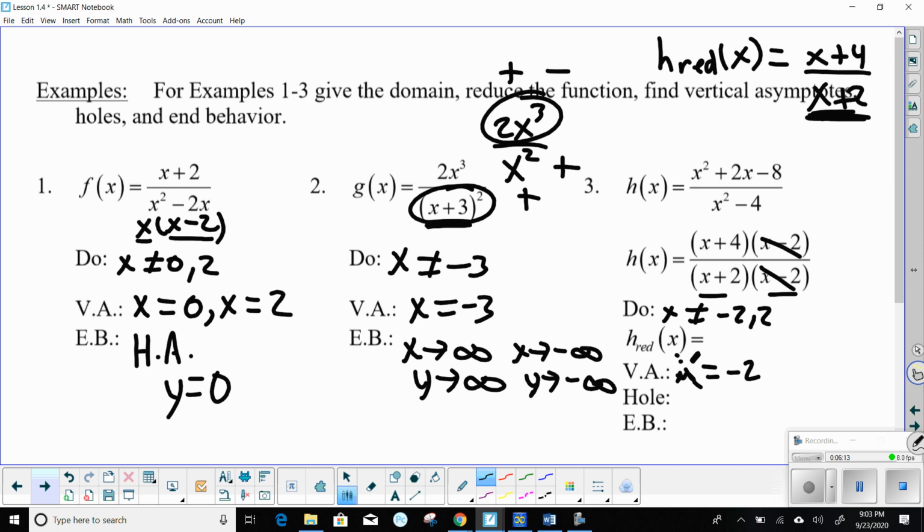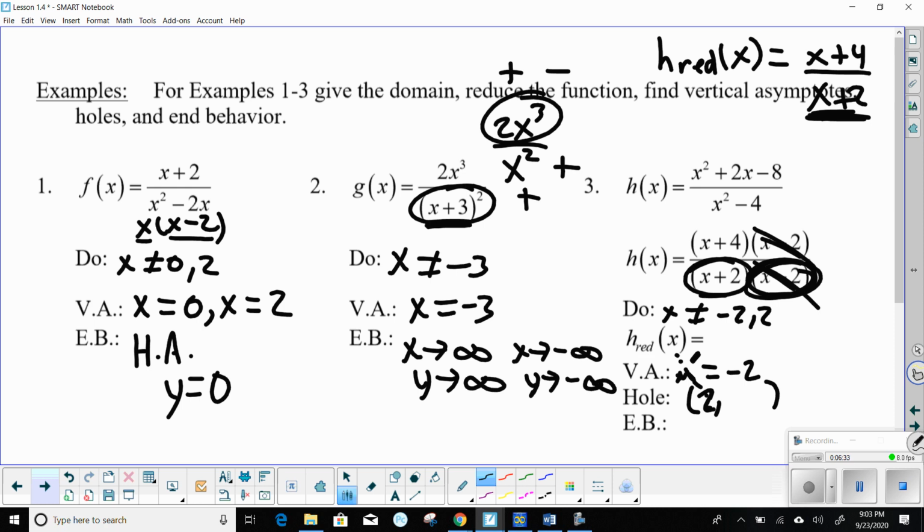So originally we said x could not equal -2, or sorry, over here, could not equal +2, but then that reduced. So when I look at the reduced form, now x could equal a +2, and so that means that +2 is a hole in the graph. It reduced out. So it's got to be 2 something. Because it's a hole, we want to give the coordinates.